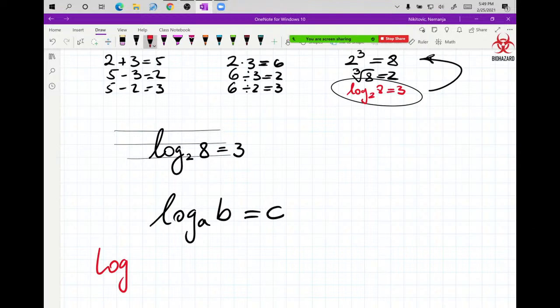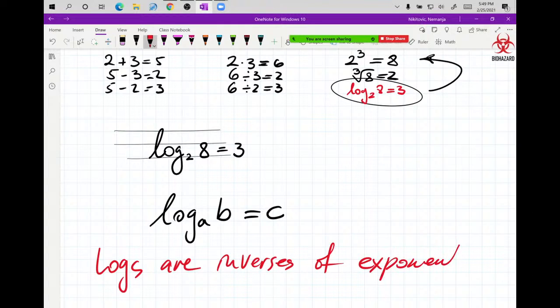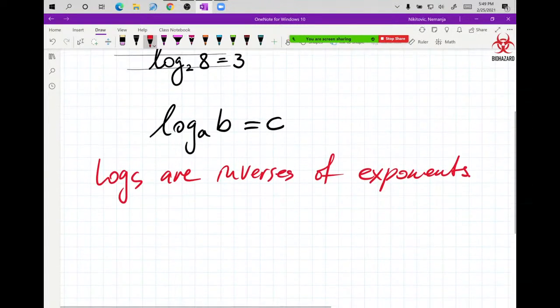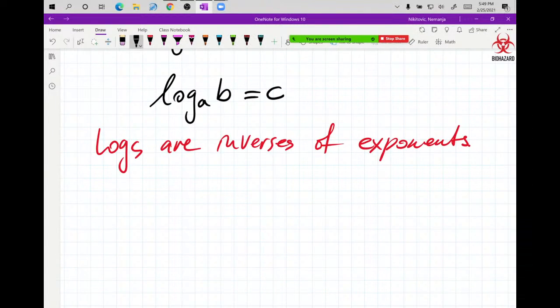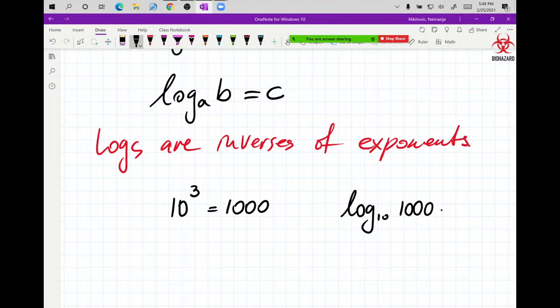Yes, logs are inverses of exponents. Technically, they undo each other. So if I say 10 cubed equals 1000, I can also say that log base 10 of 1000 equals 3. We can also say cube root of 1000 equals 10, but we are not observing that particular function right now, so we're not going to do that.